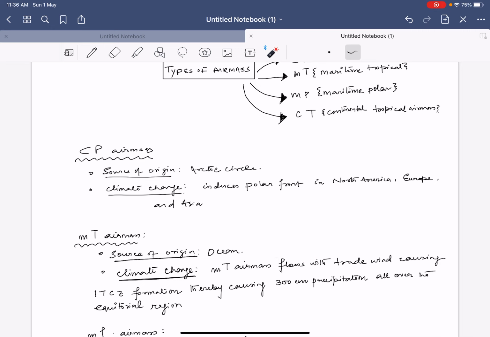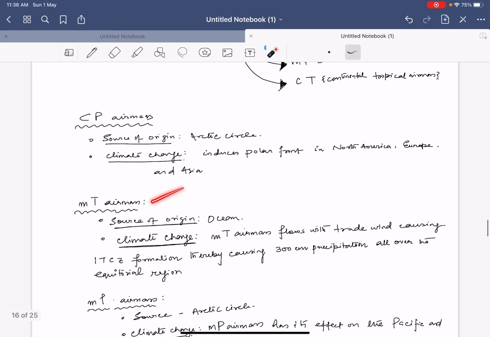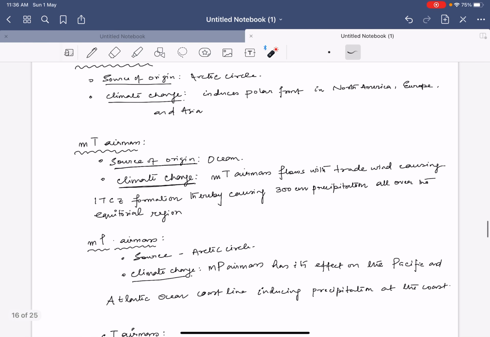That is the precipitation. Next, we have the maritime tropical air mass. Again, the source of origin is the ocean. Again, we need to know how the maritime tropical air mass is responsible for climate change. Maritime tropical air mass flows with the trade wind. Understand this. It causes the ITCZ formation, thereby causing 300 centimeters of precipitation all over the equatorial region.